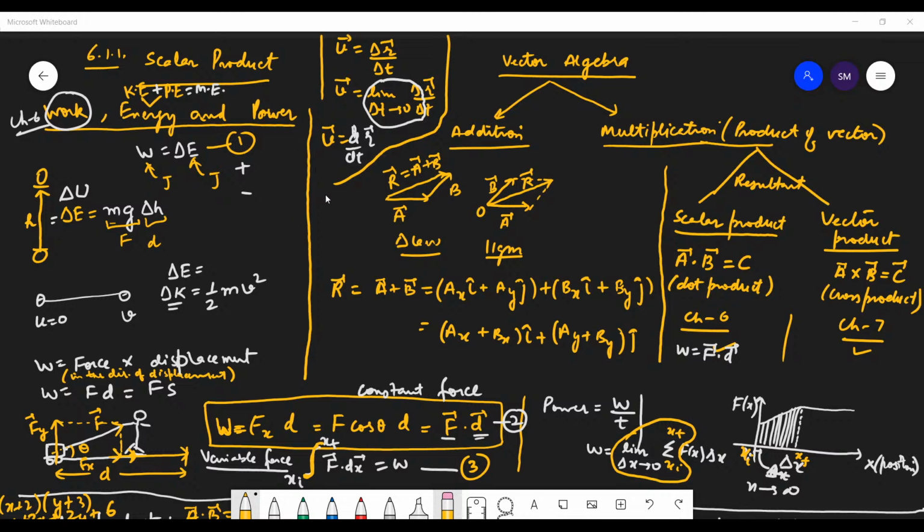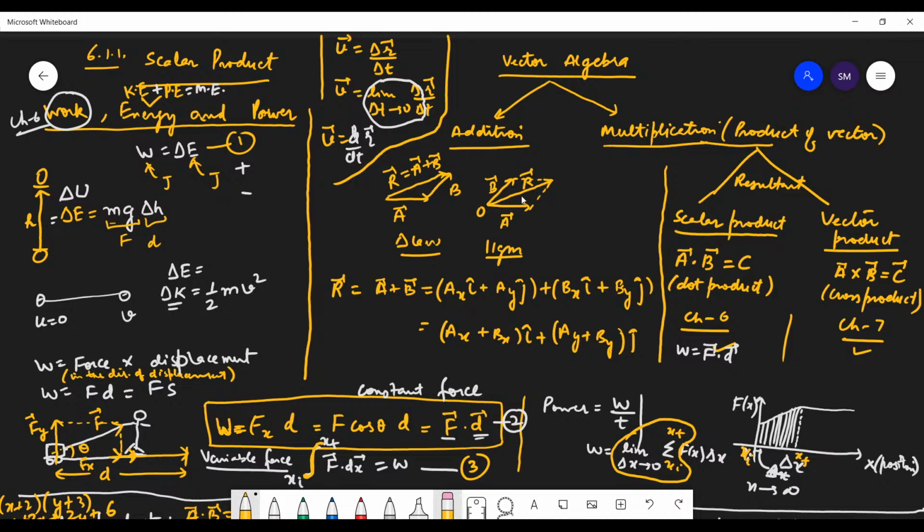So we started the chapter work, energy and power with the scalar product. In physics we need to learn a little bit of vector algebra, in which there is addition of vectors and multiplication of vectors. Addition of vectors we already did. Geometrically we can add the vectors by triangle law and parallelogram law.